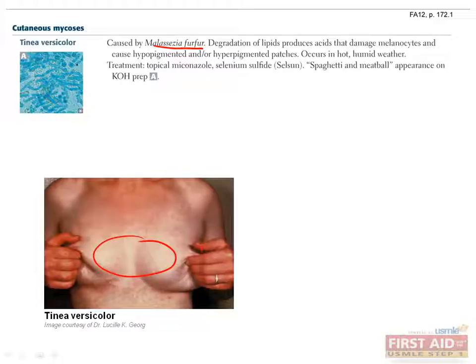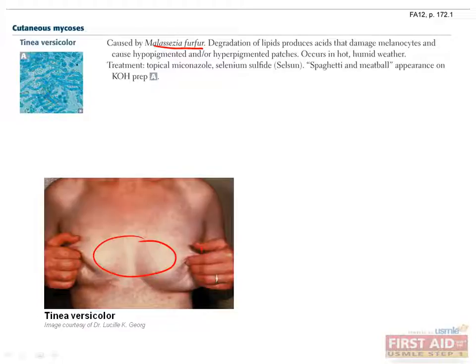Oftentimes, people will have this condition for some time, but in the summer, when people tan under the summer sun, the hypopigmented macules become more easily visible. This makes people come to the doctor after being at the beach for a day or two, thinking that they've developed a rash at the beach, when in fact they simply made a rash that had previously been there more visible. Malassezia furfur contains lipases, which degrade fat in the skin and produce acids that then cause damage to melanocytes.